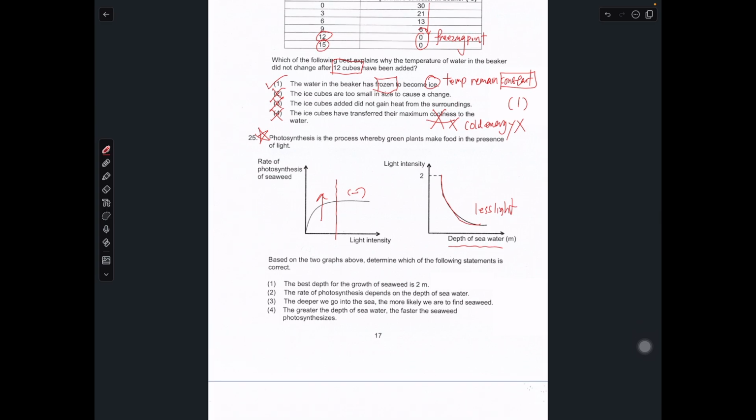Based on the 2 graphs, determine which of the following statements is or are correct. The best depth for the growth of seaweed is 2 meter. If it's correct, it should show something at 2 meter here. Then you'll be able to know that 2 meter has the highest amount of light, but the 2 refers to the light intensity 2. So this is actually incorrect. Nothing on the graph tells us. Not possible to tell.